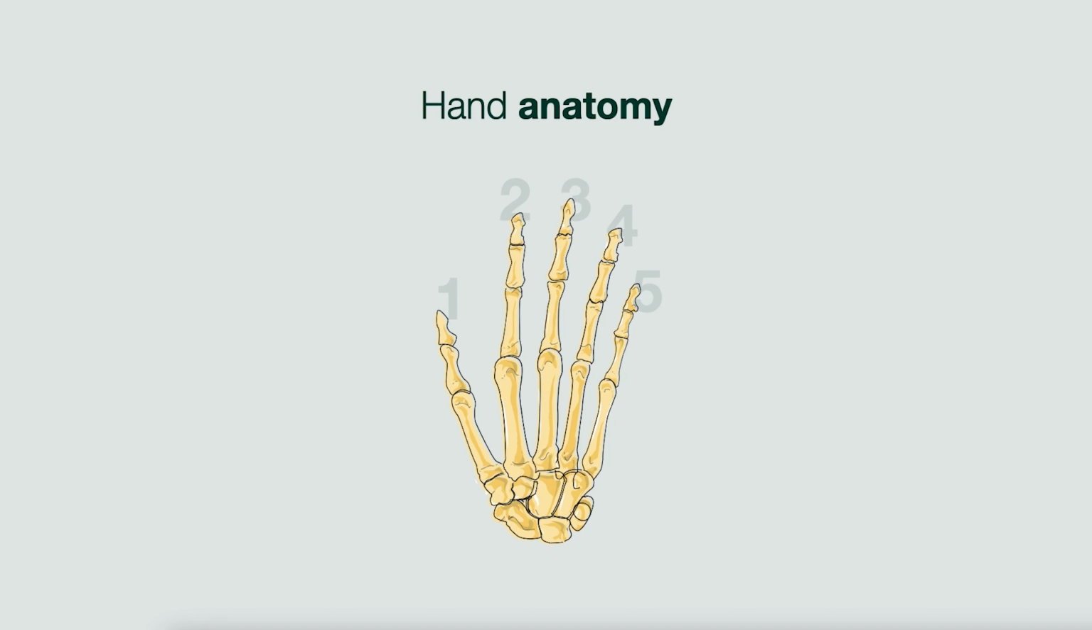Note that these are the phalanges, these are the metacarpal bones, and these are the carpal bones, or the wrist bones. Note that the 2nd, 3rd, 4th, and 5th digits have 3 phalanges, the proximal phalanx, the middle phalanx, and the distal phalanx, whilst the first digit has 2, the proximal and distal phalanx.